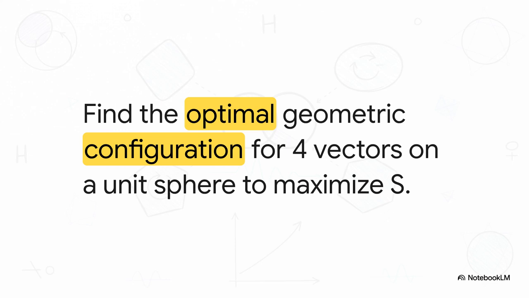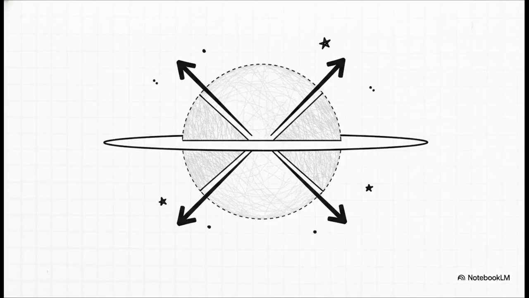We've got 4 measurement vectors on our unit sphere, A, A prime, B, and B prime. And the goal? We just need to figure out how to arrange these 4 vectors on the surface of the sphere to maximize the total value of this equation. In other words, it's asking, how do we arrange 4 sticks on a sphere so that the combined length of their shadows is as long as geometrically possible? Well, by applying the rules of spherical geometry, we can see exactly how to solve this puzzle.